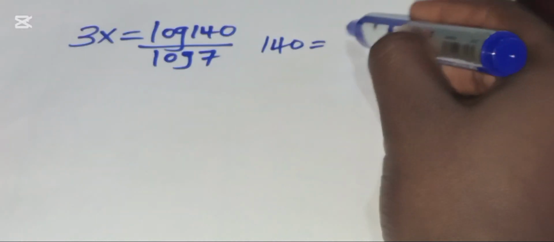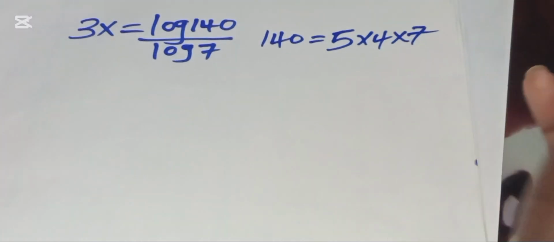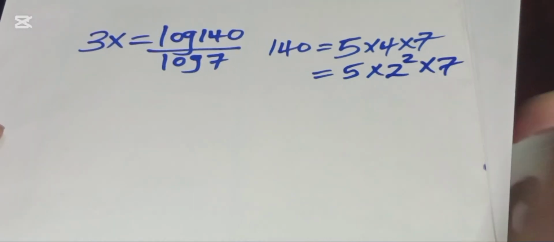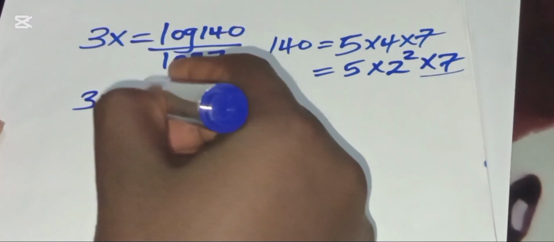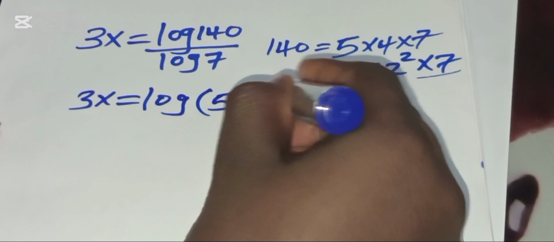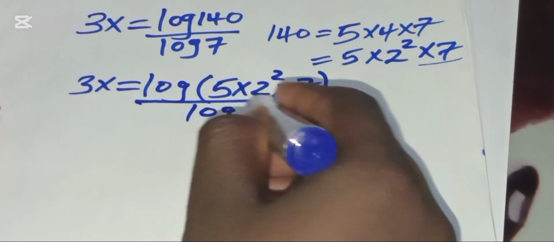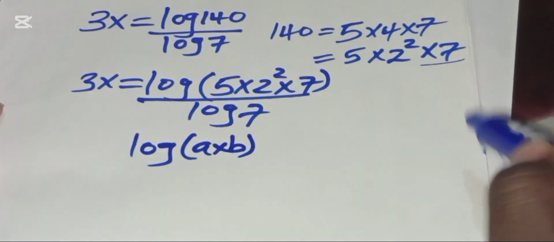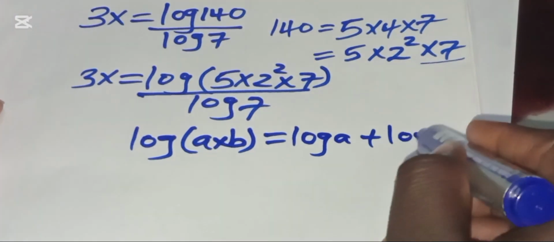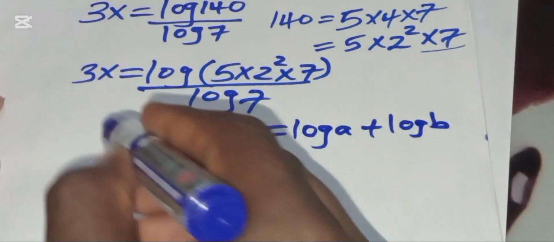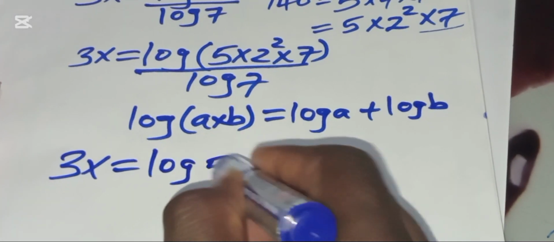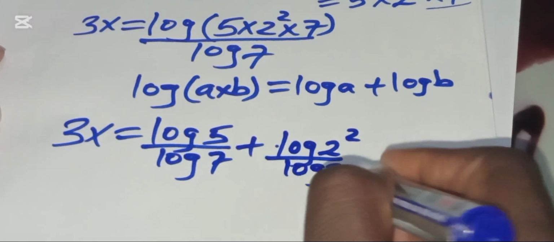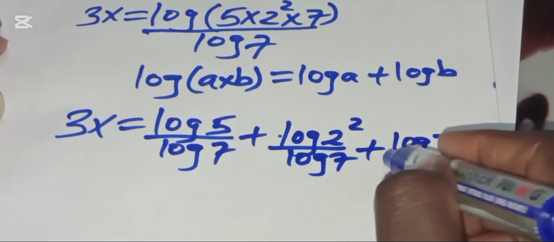140 can be expressed as 5 times 4 times 7, and 5 times 4 can be expressed as 2 squared times 7. Let's substitute this. We'll have 3x equal to log of 5 times 2 squared times 7, divided by log 7. This is in the form of log a multiplied by b, which we can express as log a plus log b. This is a logarithm property. Let's apply it. We'll have 3x equal to log 5 divided by log 7 plus log 2 squared divided by log 7 plus log 7 divided by log 7.